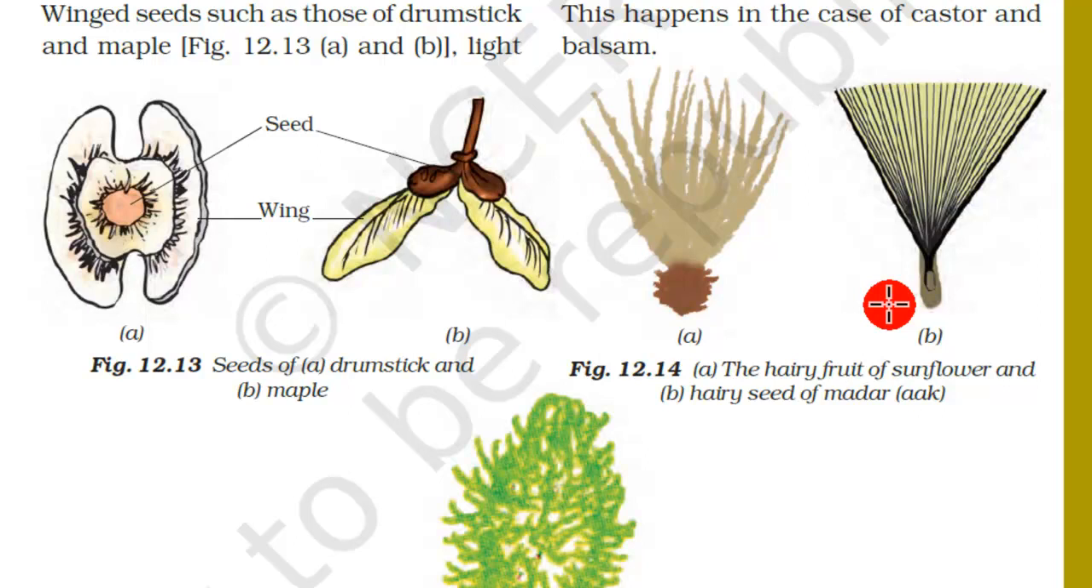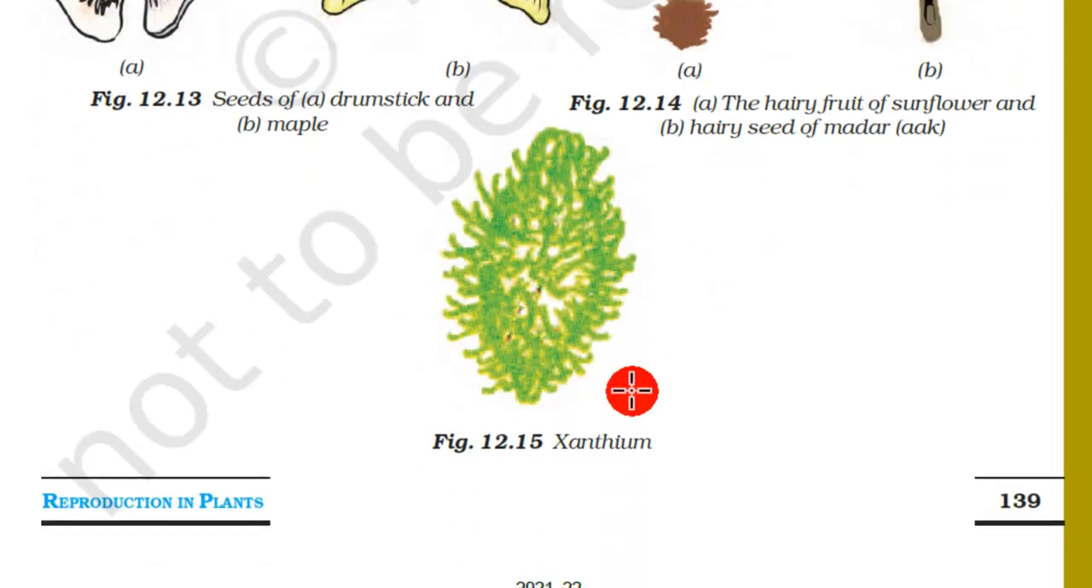We can see an example as Xanthium. Let's see the picture of Xanthium, which is in figure 12.15a. This is a picture of Xanthium, which can be transferred from the parent plant to another place, as it will stick on the hair of the animals.